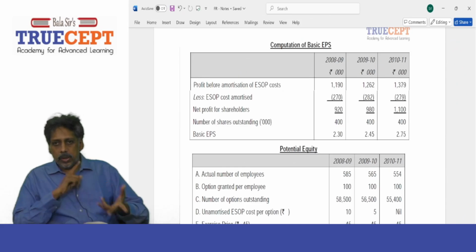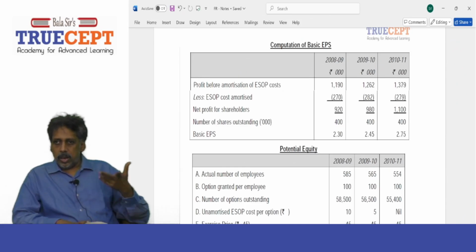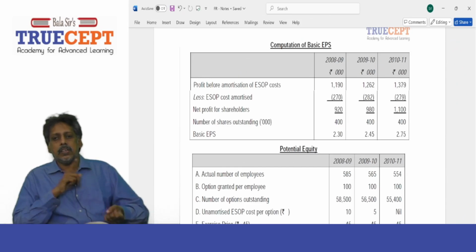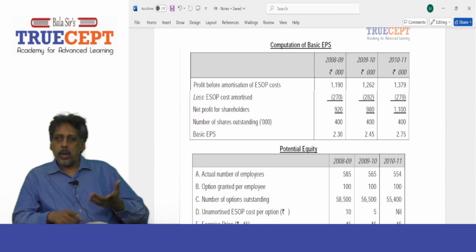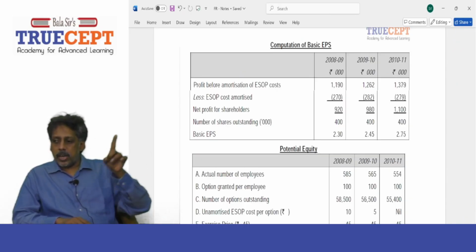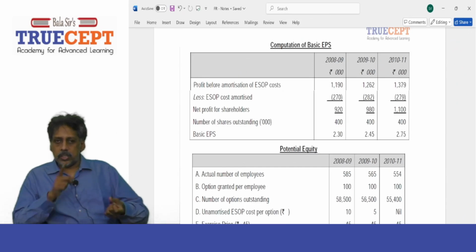Now, have they given rupees in thousands? Yes. It is 1,190 minus 270. What is the amount? 920. And then rupees 1,262 minus 282. 980. And then third year profits? 1,379 minus 279, 1,100. And these are the profits available to shareholders, that is holders of ordinary shares.